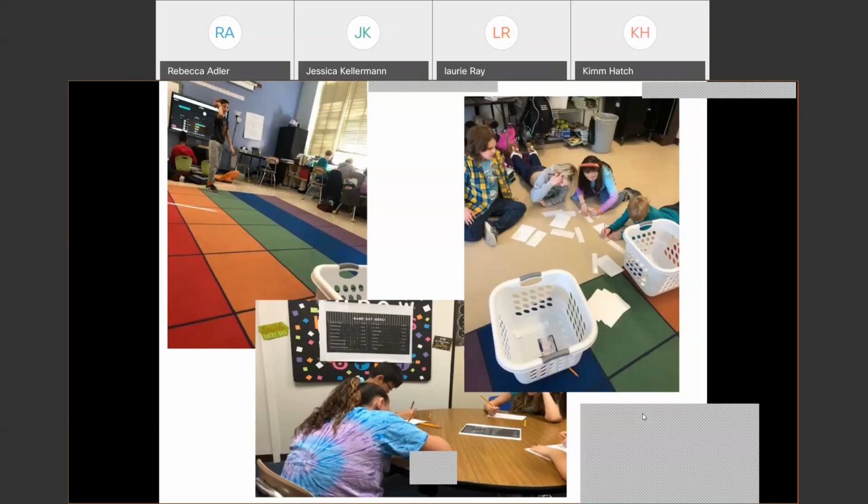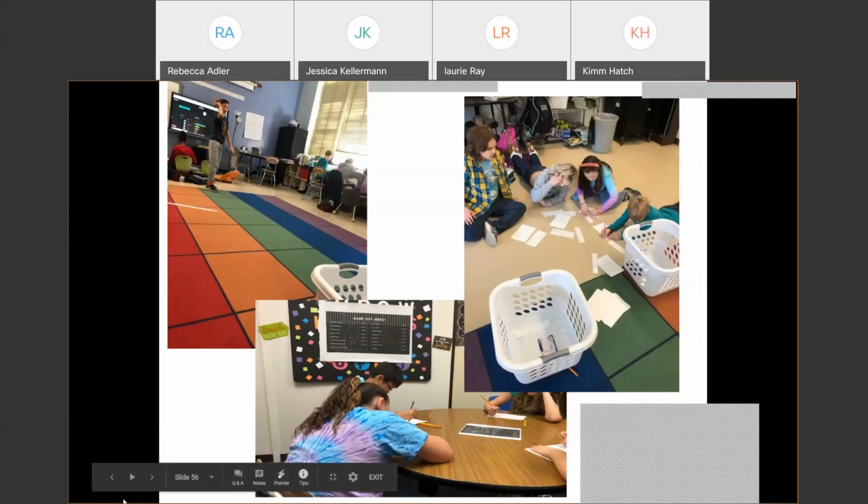Fifth grade doesn't do tax, so there was no tax involved. But they'd have to tell me their total cost, and then they'd have to tell me how much change they got back after their concession stand. So this one was a lot of fun. My principal even came in and played football with the kids, and they loved it.